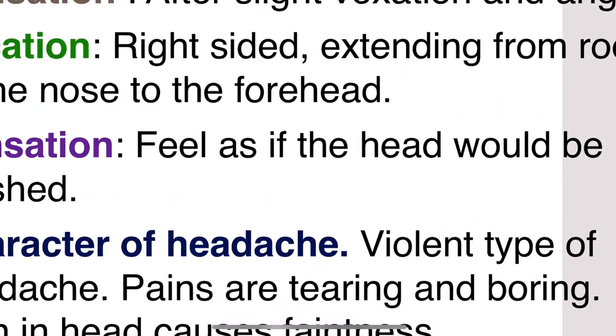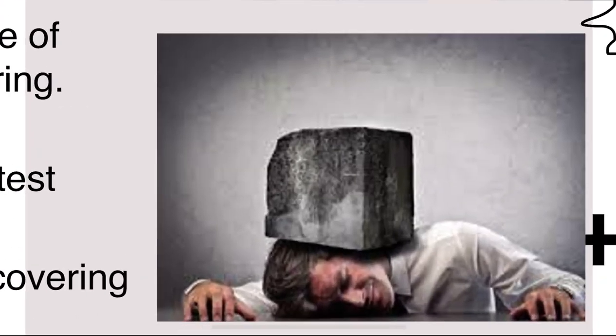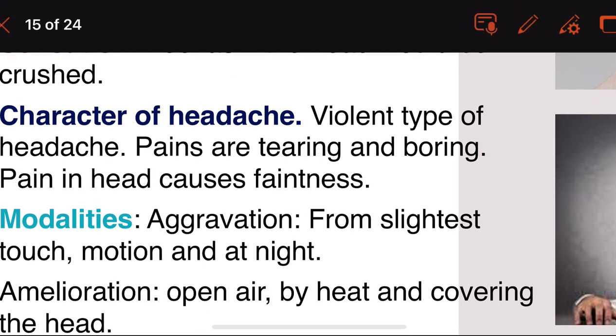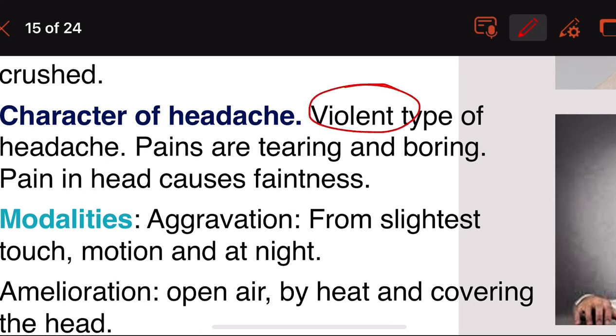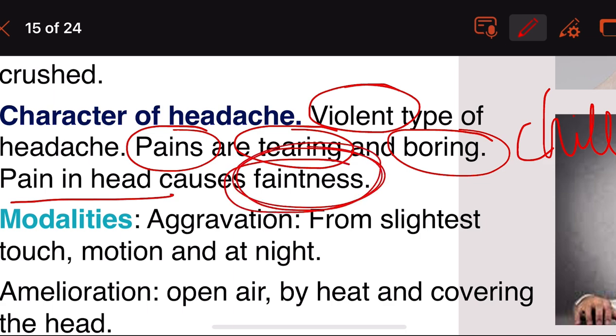Fine. Next, there is a sensation. The patient feels as if the head would be crushed. You can see in the picture what the sensation of headache is, as if the head would be crushed. The character of headache, while explaining the modalities, I told you that the headache is of violent type, boring type, tearing type of pain will be seen. Pain in the head will also cause the faintness. So you can see the violent type of headache, tearing pain, boring pain associated with chillness, followed by chillness, and the pain in the head is causing faintness. In the guiding symptoms, we saw all of this.